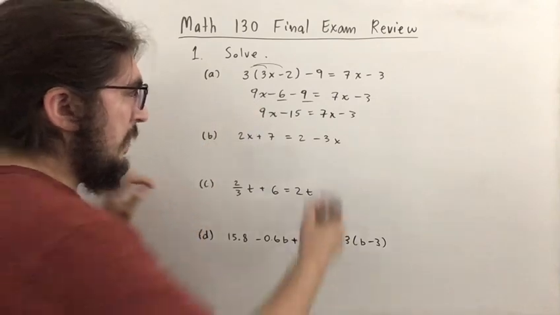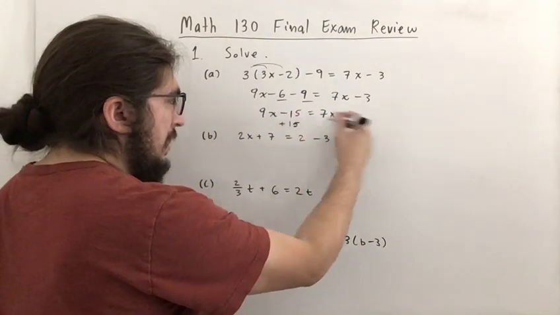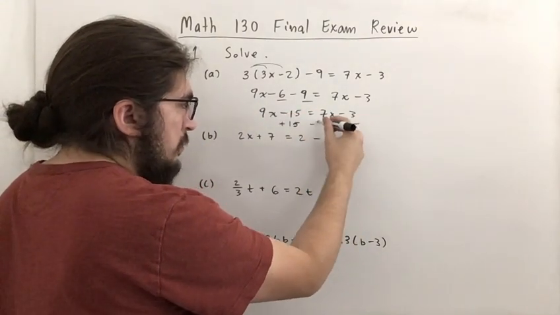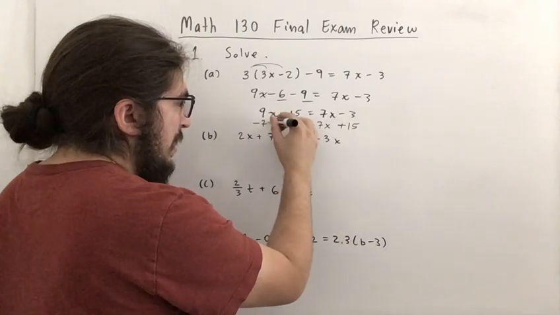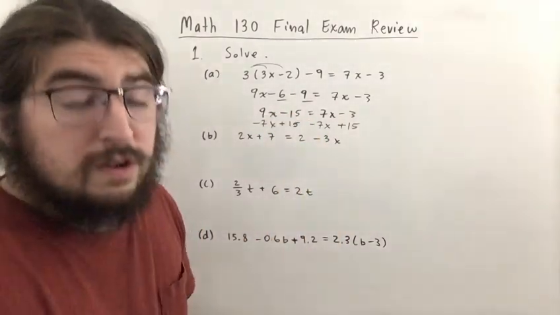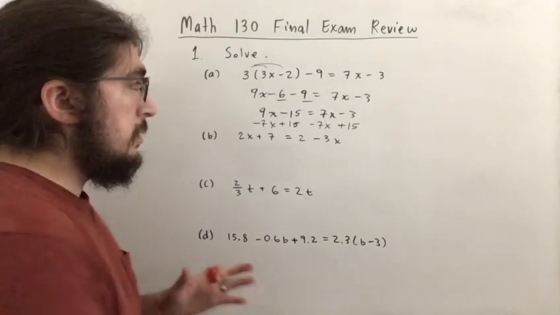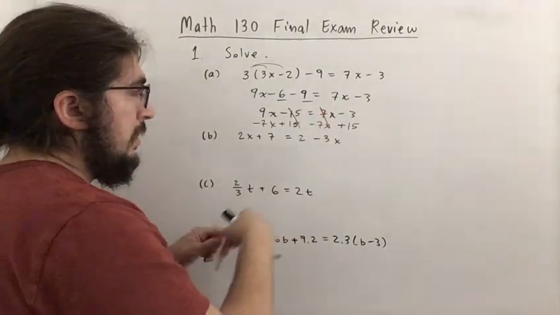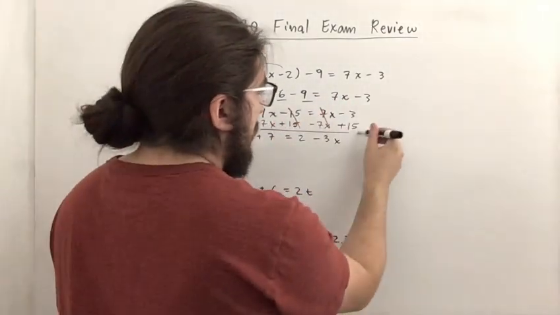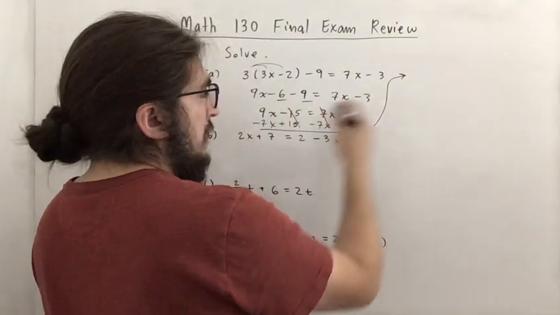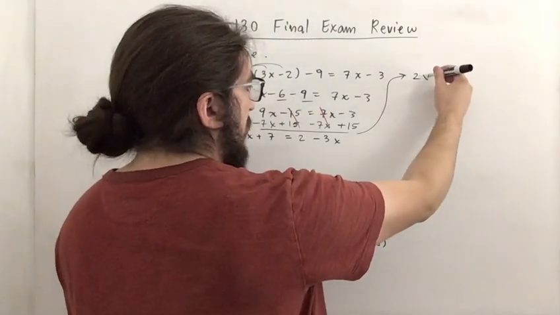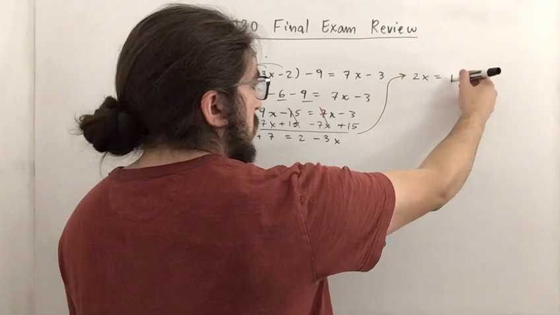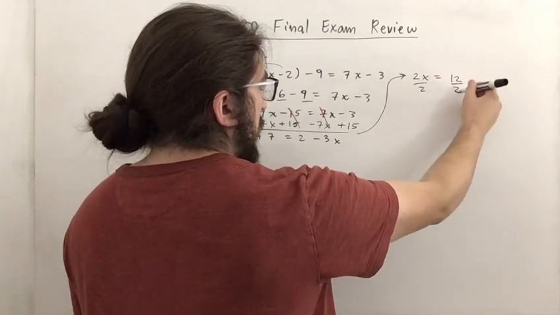Again, the space is kind of limited, but I'm going to add this 15 to that side and simultaneously subtract this 7x to this side. And the whole point here is to move every x term to one side and all non-x terms to the opposite side. So we end up with something like this. And we just kind of shift this over here. We end up with 9x minus 7x is 2x, and then here we end up with 12. Divided by 2, we get x is equal to 6.